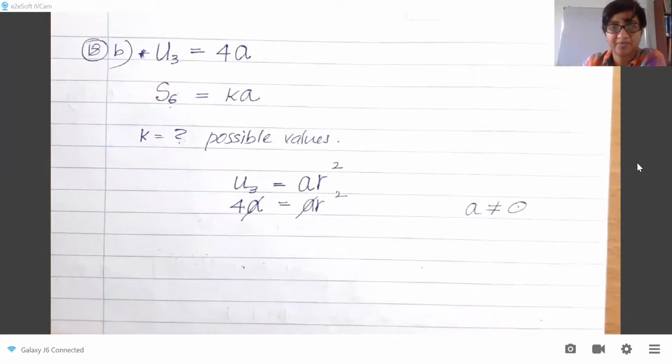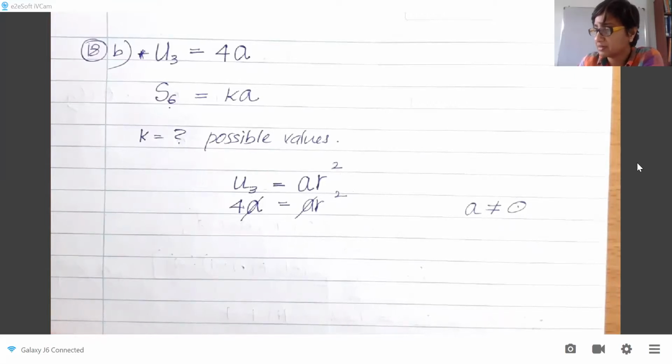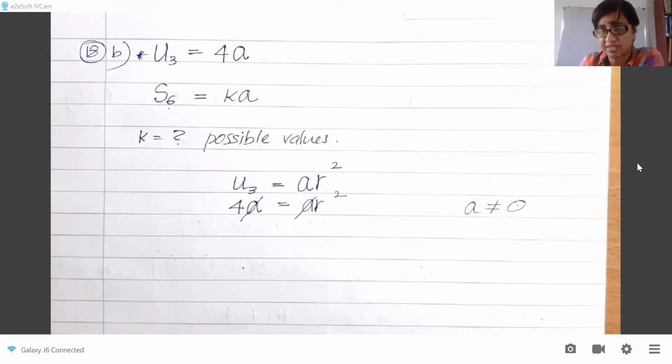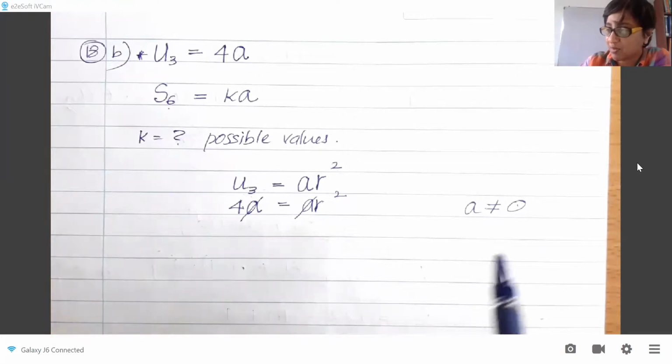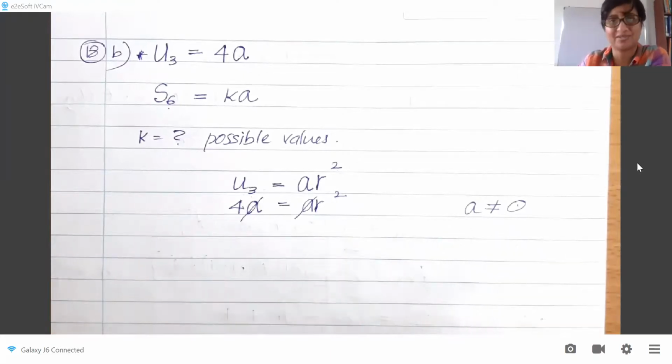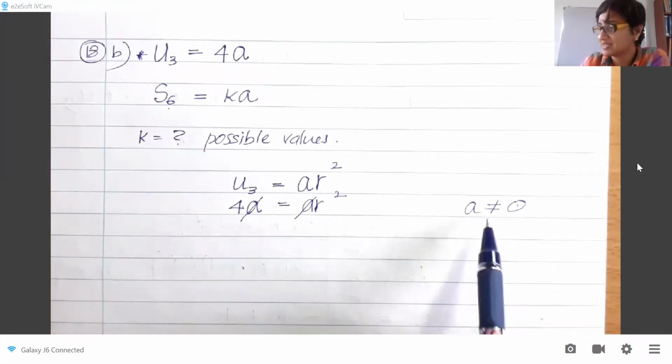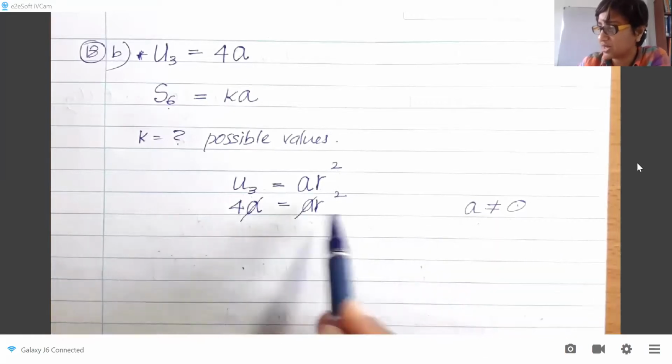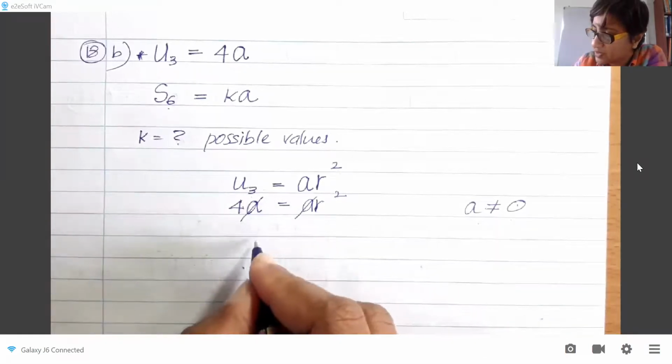Remember, can you be certain that the first term of this geometric sequence is not 0? If the first term of a geometric sequence is 0, you're not going to get anything as a sequence. 0 times whatever is 0. So a geometric sequence can't start with 0. There's no point, right? So we are sure that the first term is not 0, so you can cancel it off.